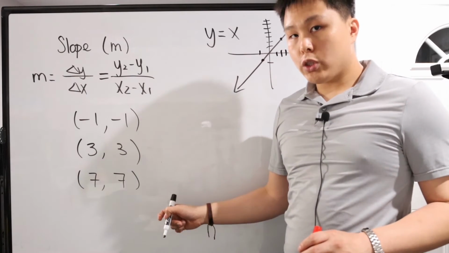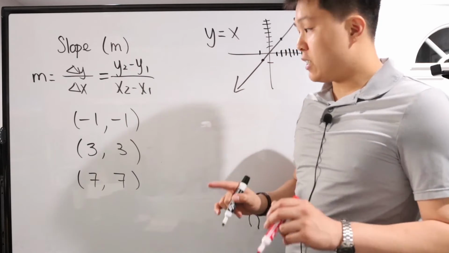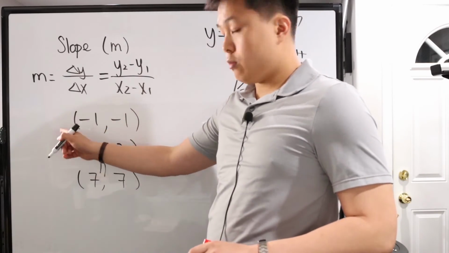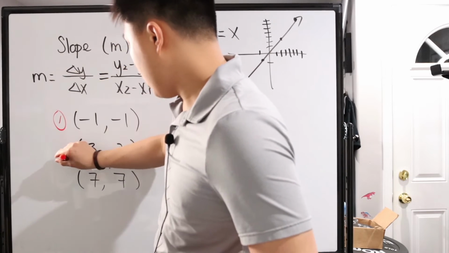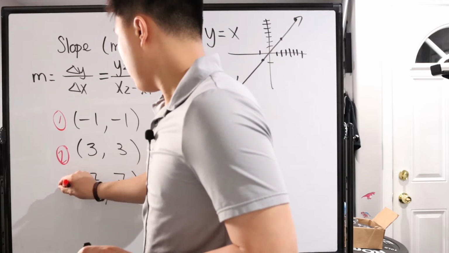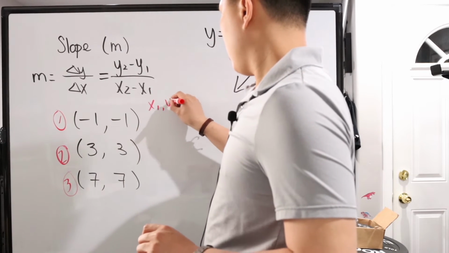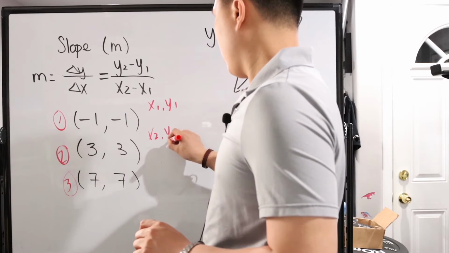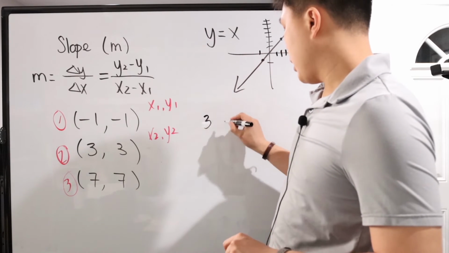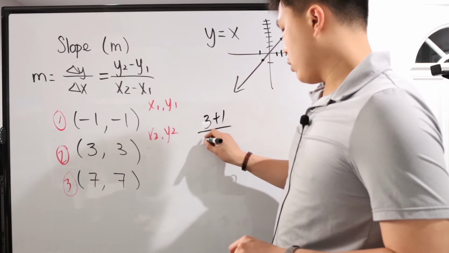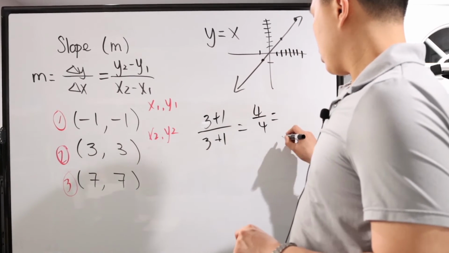No matter what order we choose, if we were to find the slope between any of these 2 points, the slope should be the same. So I'm going to start off with these 2. Okay, so I'm going to start off with, let's just rename them as 1, 2, 3 points. And then we're going to start off with this one as x1, y1, x2, y2. Okay, 3 minus a minus 1 is going to be plus 1 over 3 minus a minus 1 plus 1. As you guys can see, it's 4 over 4, which is going to be 1.